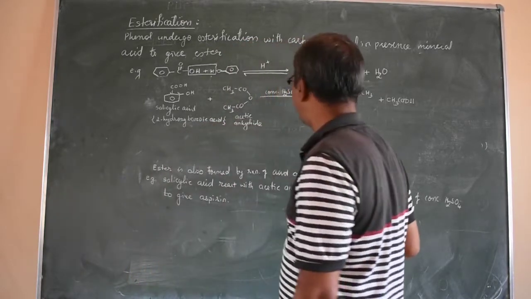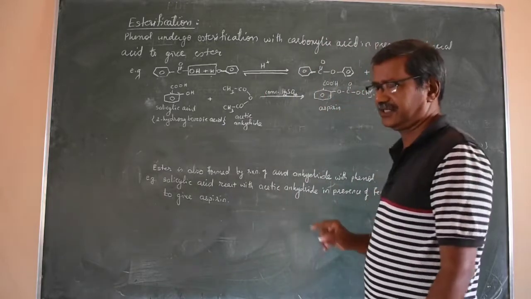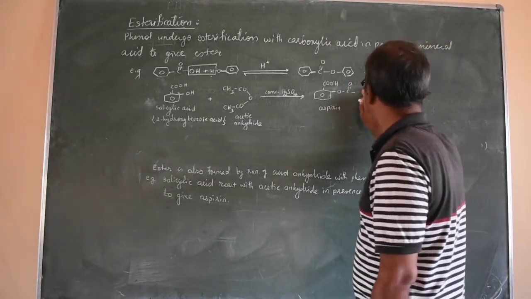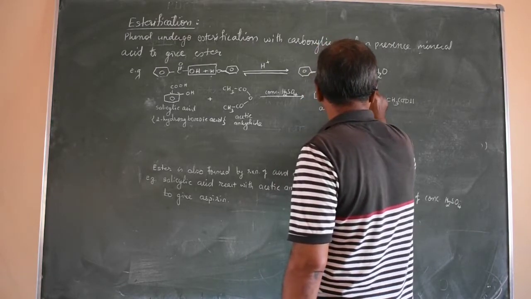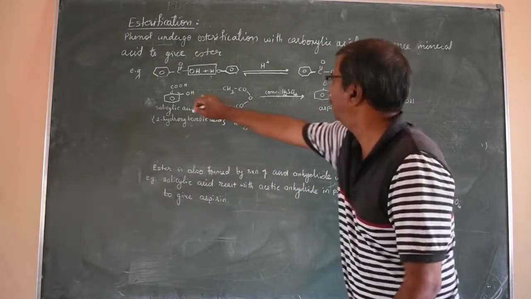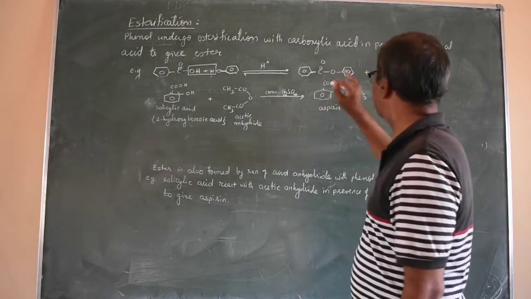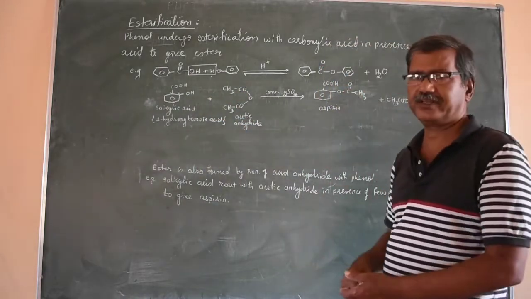We can also write in short form OCOCH3, OC double bond CH3. This is aspirin, an important compound of phenol.